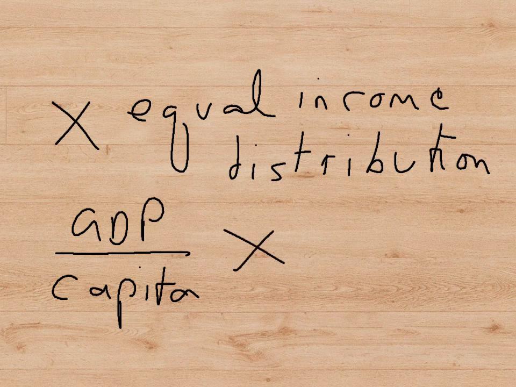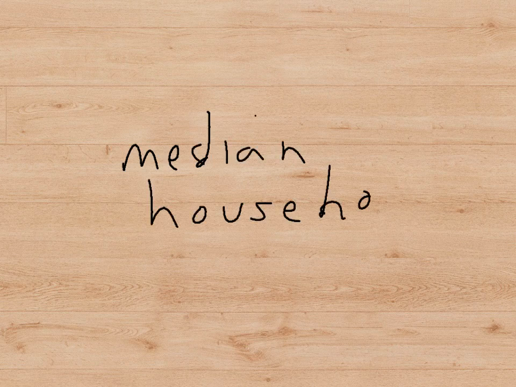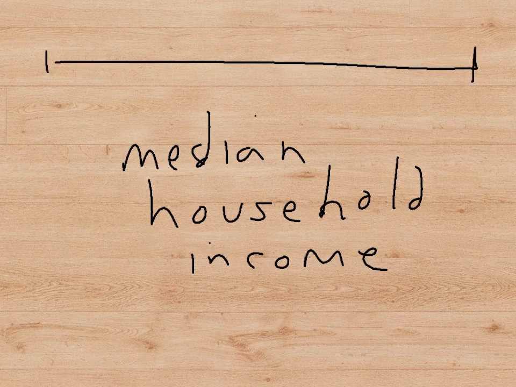But a better way of doing it is by measuring what we call the median household income. So if we find the household income of every household in the country, and we lay them out from lowest to highest, and we find the one which is exactly in the middle, that is probably the best way that we can have of measuring standard of living as it develops over time in an economy.